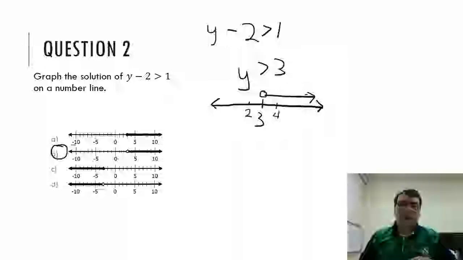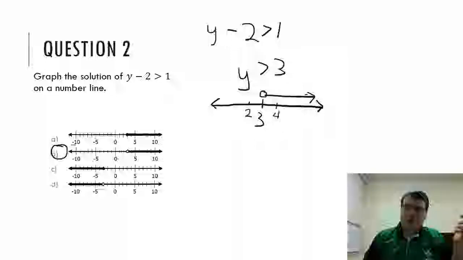All right, so this one says graph the solution of y minus 2 is greater than 1 on a number line. So we have y minus 2 is greater than 1. All right, so let's write that down. So the first thing I need to do here is I need to solve for y. So we're going to add 2 to the other side. That's going to be y is greater than 3.